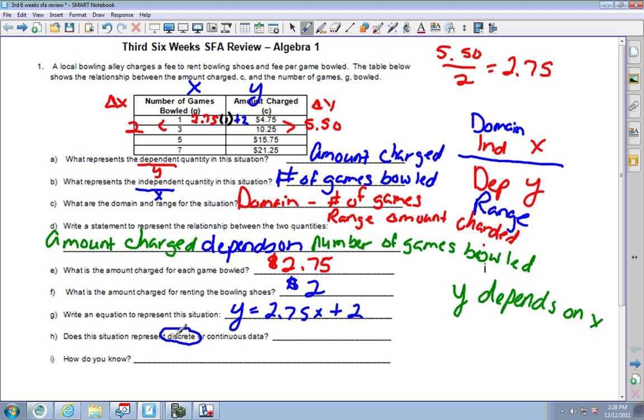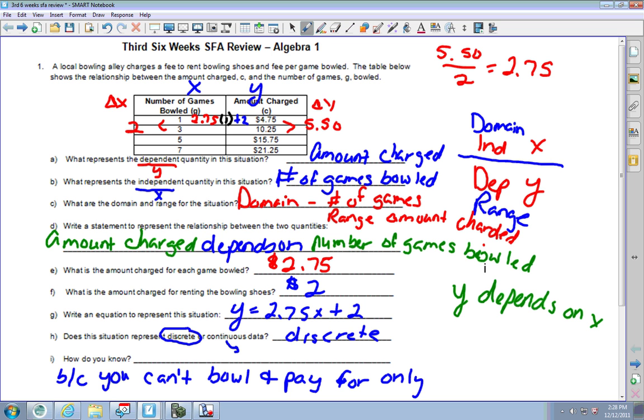Is the situation continuous or discrete? Remember, discrete means whole numbers. Continuous means that it can be fractions and decimals. In this case, it is going to be discrete. And how do I know? Because I can't just bowl 5 frames of a game and only pay for that. If you bowl 5 frames, you're still paying for a whole game. You can't bowl and pay for only maybe 3 frames. You're going to pay for a whole game or not.